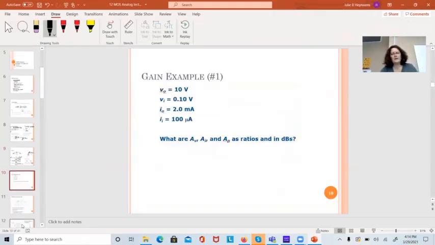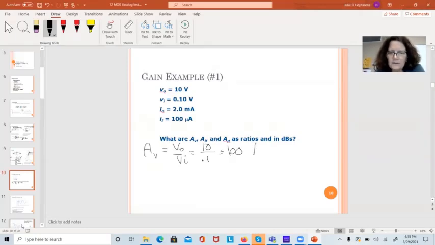Okay, so we want to calculate some gains. I usually put this, it usually ends up on an exam somewhere. AV is going to be V out over Vin. We've got 10 over 0.1, should be around 100. And if we want to calculate that in dB, the voltage gain in dB is going to be 20 times the log of 100. In that case, that should be 40 dB.